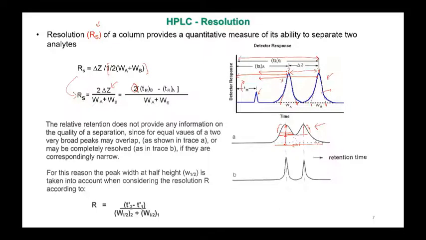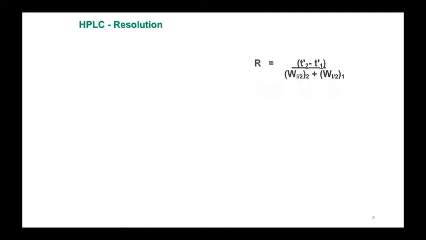Got it? So the modified equation is coming like this, and this is what we consider further. In this case, you don't need to consider the 2 here, because you are just taking directly the W half, the distance that is the width at half height. So that distance you are considering. So this is your resolution equation now.